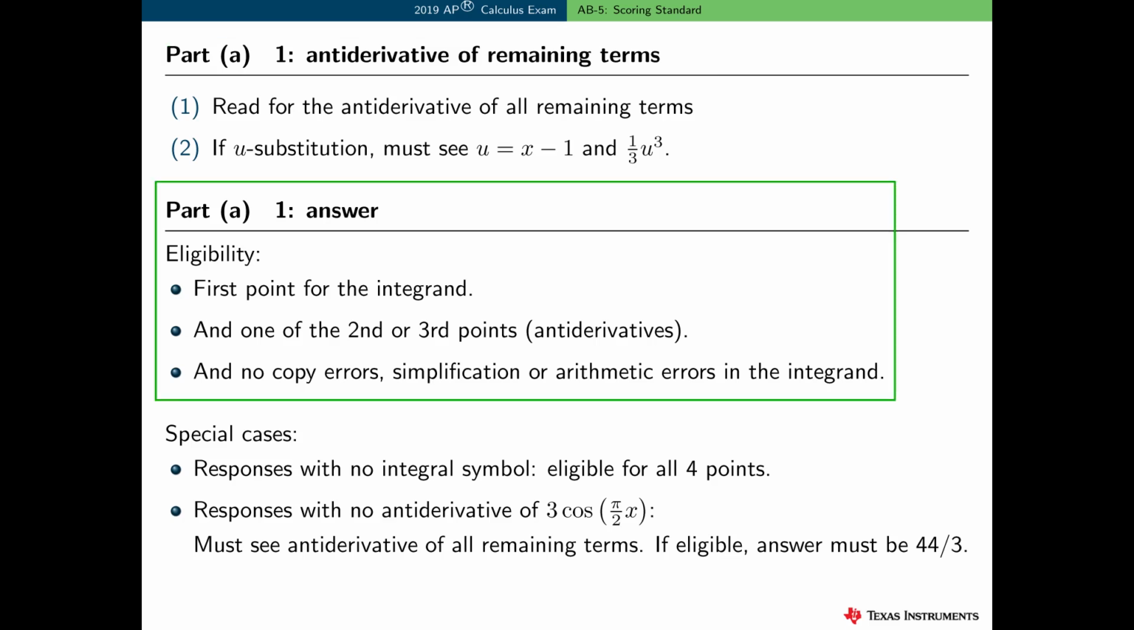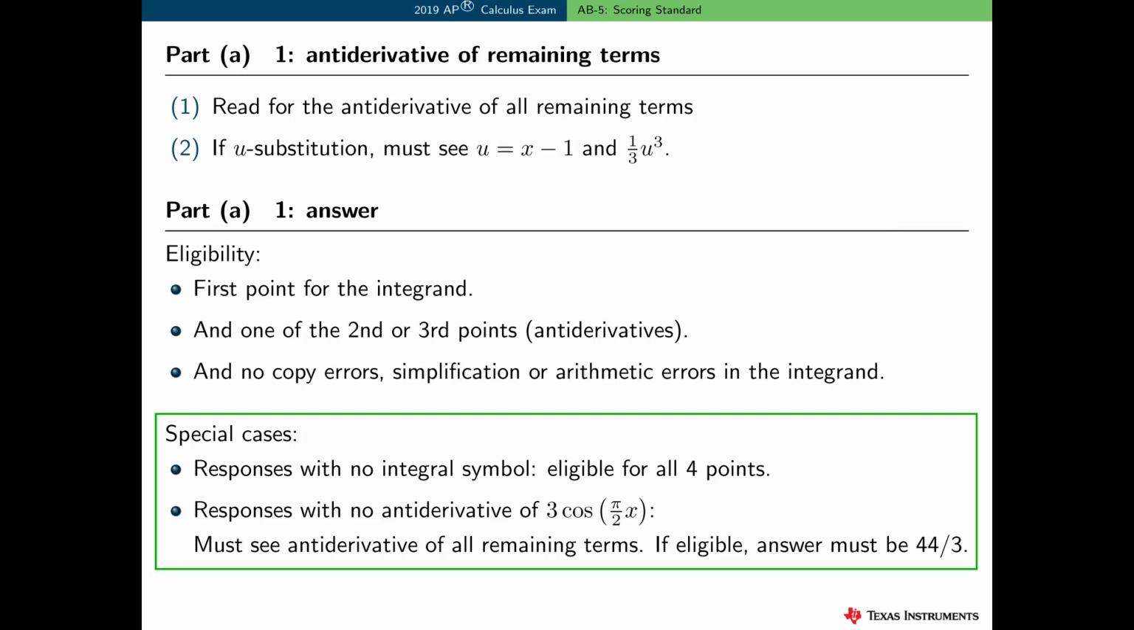The fourth point in Part A is for the answer, and there was an eligibility criteria here. The student must have earned the first point for the integrand. They must have earned one of the second or the third points, the antiderivative points, and they must have no copy errors, no simplification errors, or no arithmetic errors in the integrand.